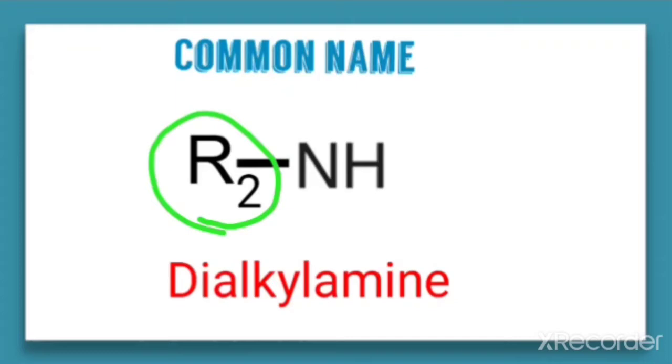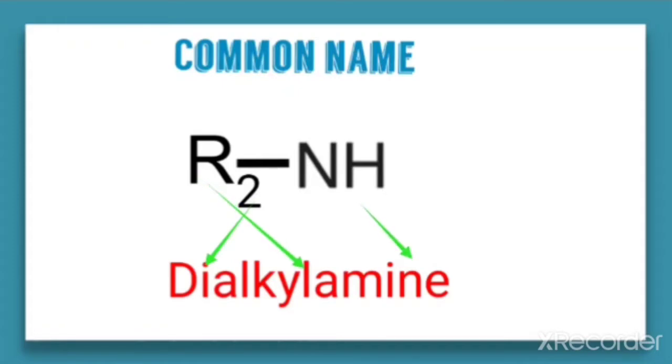In that case, how do we name this one? Since two alkyl groups are there, it is named as di, and the name of the alkyl group, and we have to add the suffix here, amine. So the name of this, the general representation of a secondary amine, we can name it as dialkyl amine.